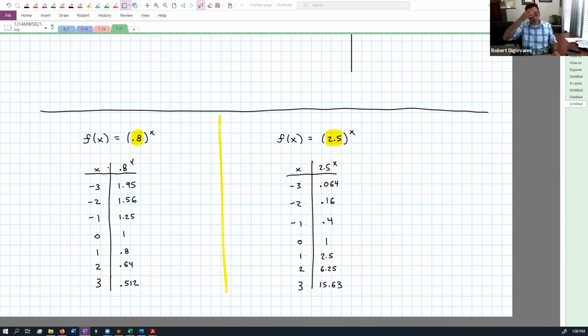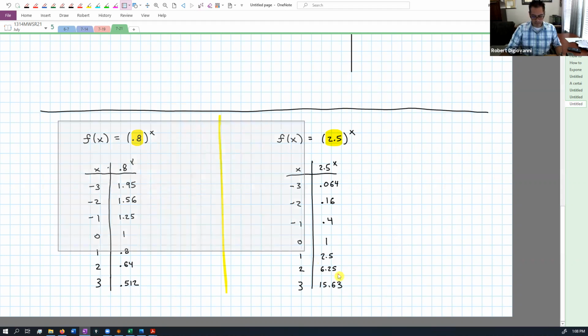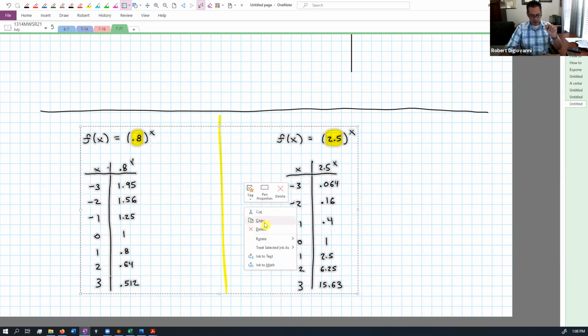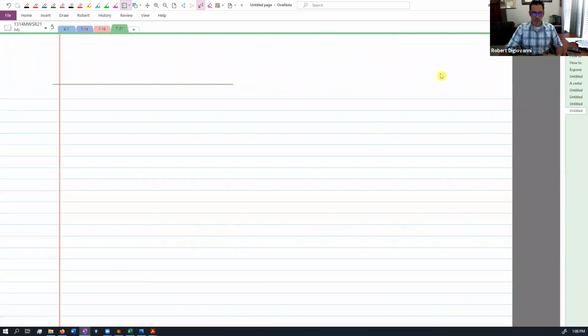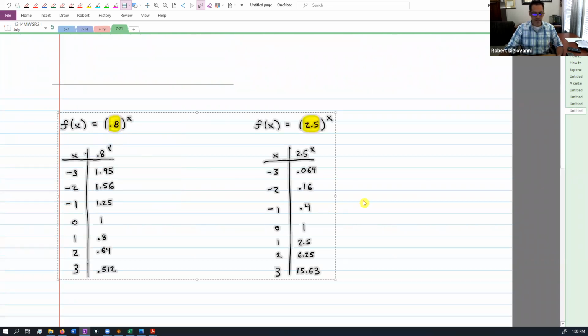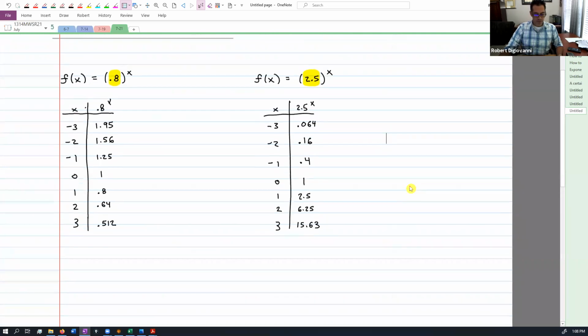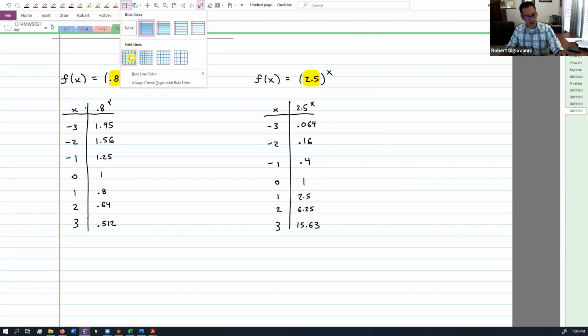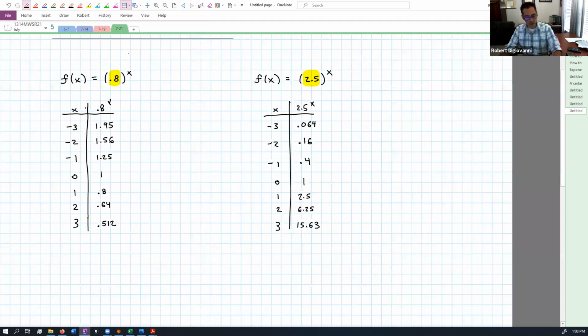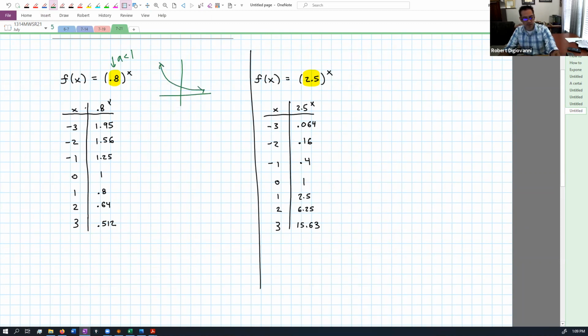All right, did anybody have any problems getting those values or have any questions about these? Using your calculator, what keys to press or anything? Now's the time. Ready for a graph? Let's take a look and see what these graphs look like. So for the first one over here, because this is 0.8, a is less than 1, we know it's going to look like this. It's going to be exponential decay. But let's go ahead and plot the points.